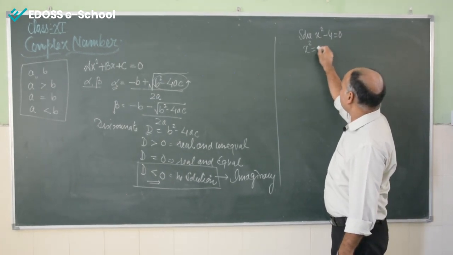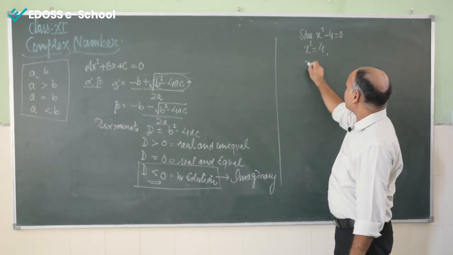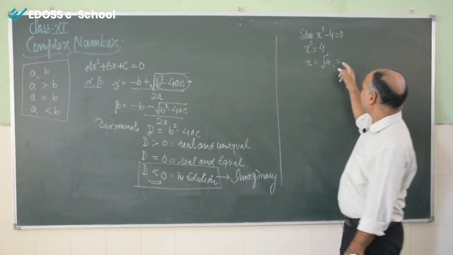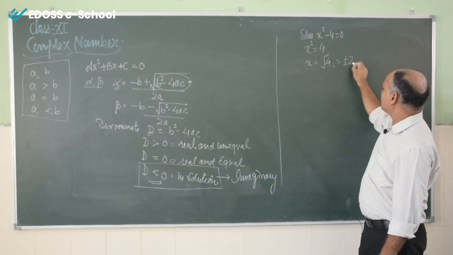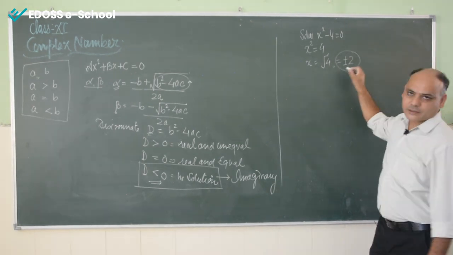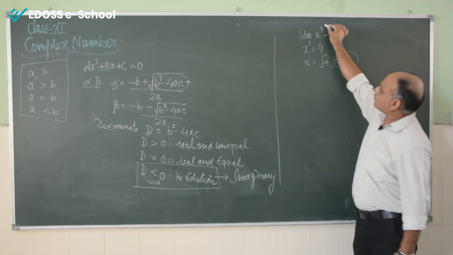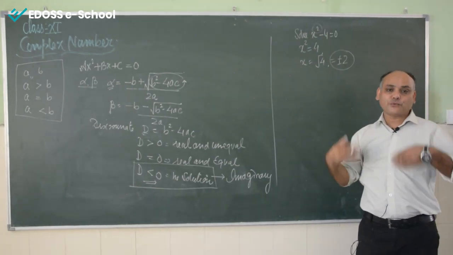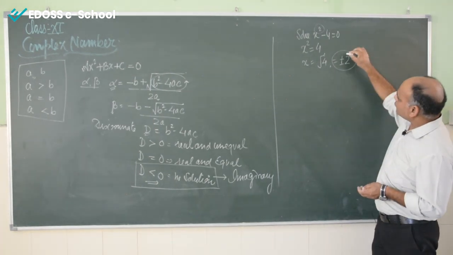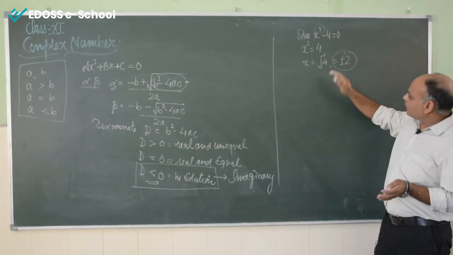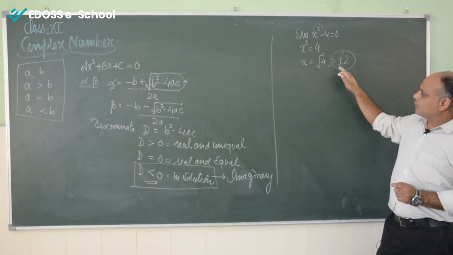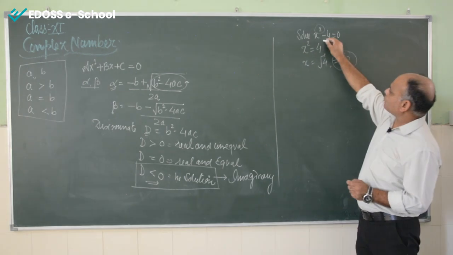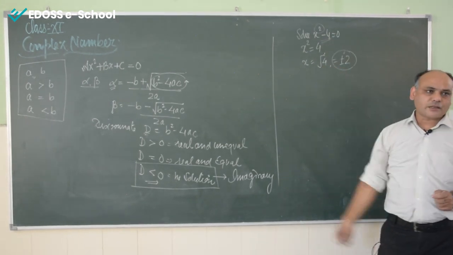x square will be equal to 4, then x will be equal to under root of 4, and under root of 4 means plus minus 2. Here you have to write plus minus. Why plus minus? Because this is a quadratic equation, and a quadratic equation has the degree of 2 and it has two roots. The first one will be positive and the second will be minus 2. That means x equals plus minus 2 is the solution for the equation x square minus 4 equals to 0.